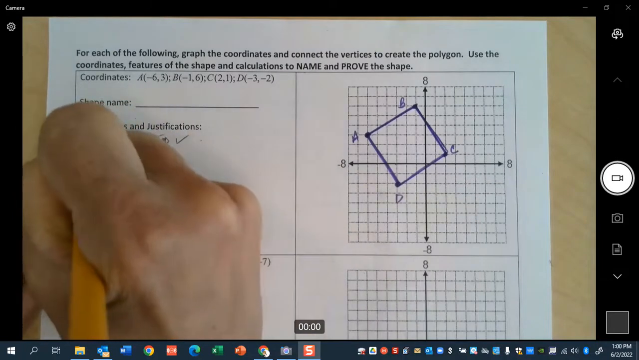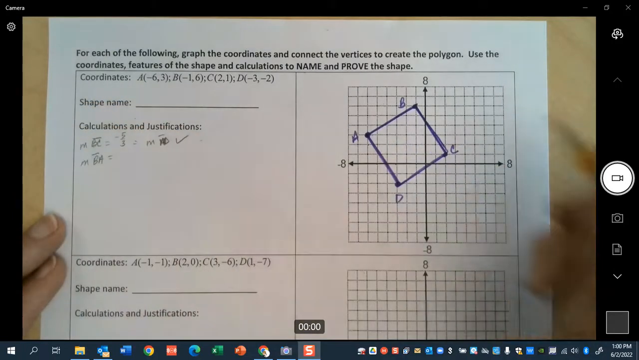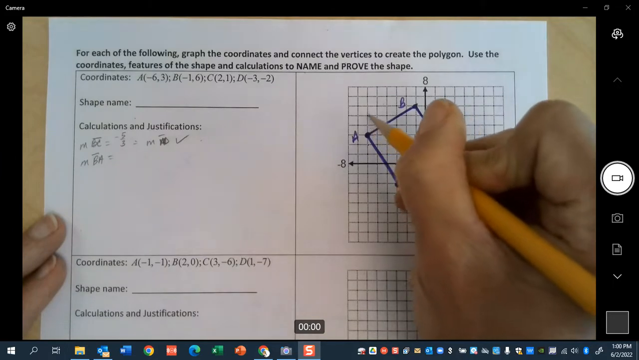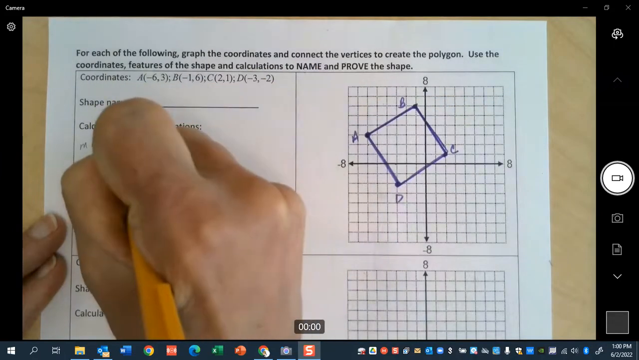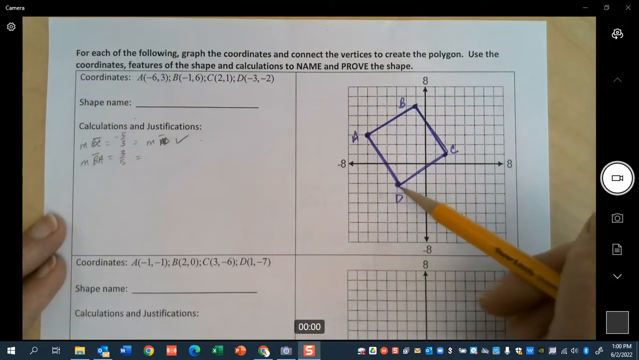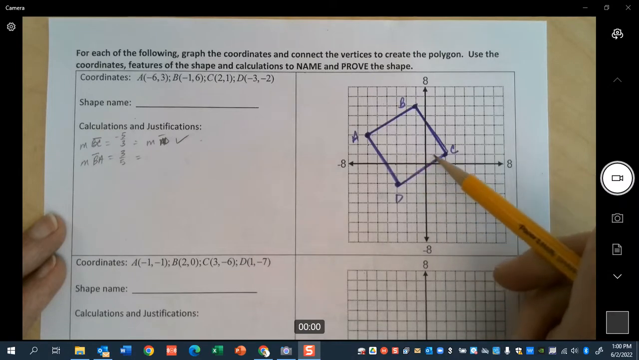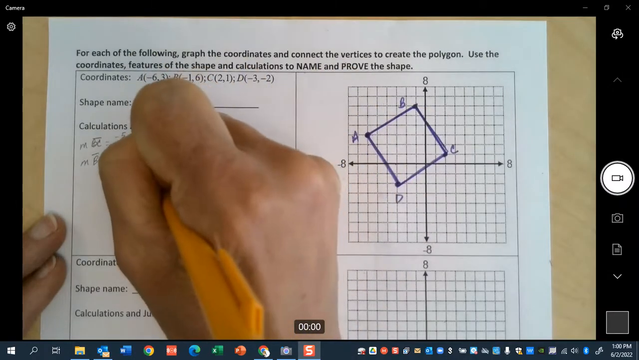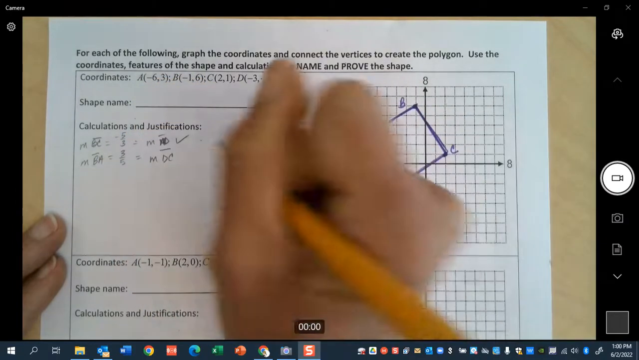Now let's talk about the slope of segment BA. Rise 1, 2, 3, run 1, 2, 3, 4, 5. Oh, it's looking good. And the slope of DC, rise 1, 2, 3, run 1, 2, 3, 4, 5. That's going to be the same as the slope of BA.